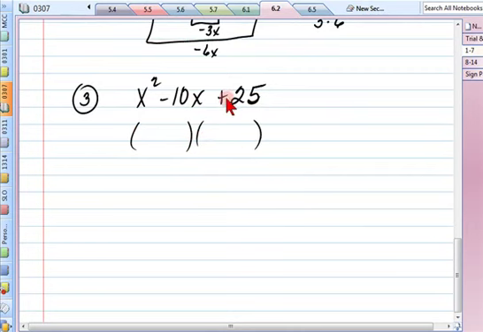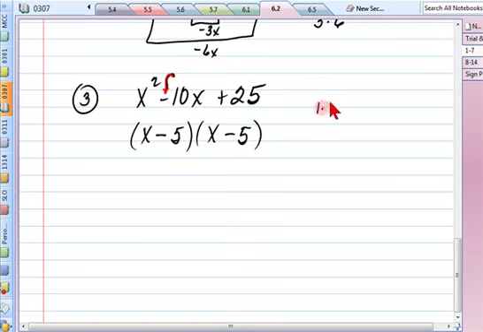Signs. If the last one's positive, then both signs have to match this middle term. And I've already heard y'all say that means put 2 negatives. I know I need an x and an x. I need factors of 25 that add up to be 10. 5 and 5. Y'all didn't seem to need me to do the listing.